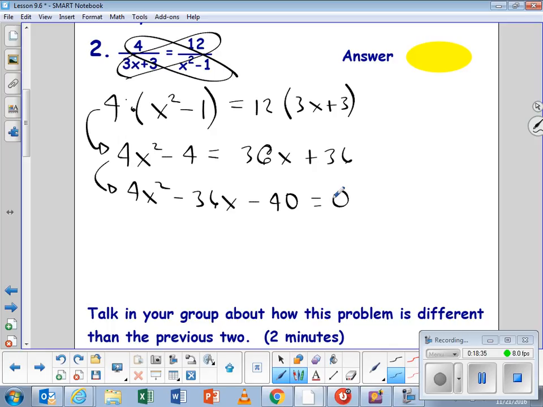Are we all excited about factoring that? No. What does every one of those terms have in it? A 4. And since every term has a 4 in it, if we took a minute and divided everything by 4, what would I get? X squared minus 9x. Is that minus 9? It's minus, right? X squared minus 9x minus 10, right? 40 divided by 4.